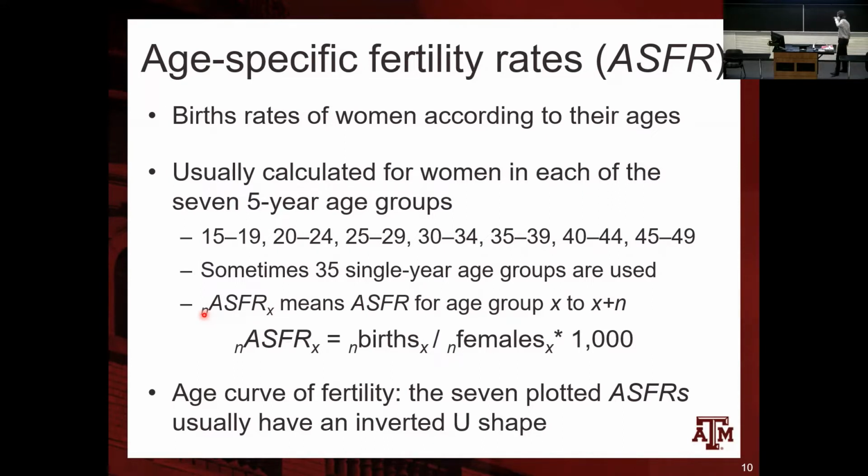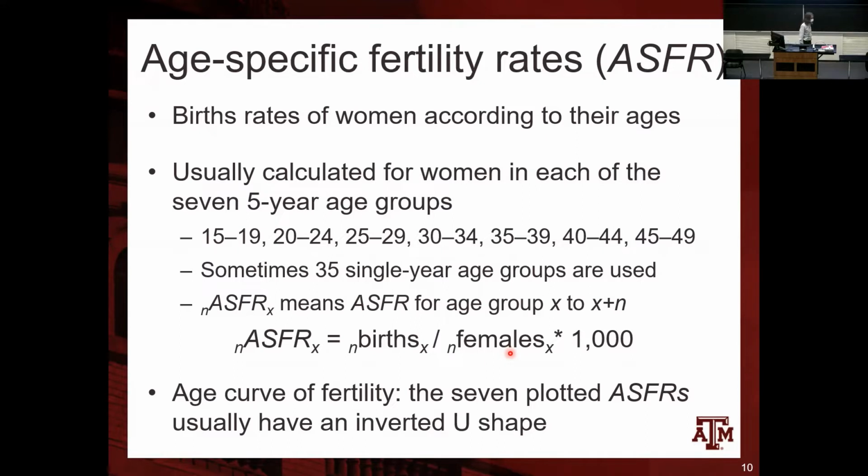Like I said, in order to estimate these rates, we need the number of births that were experienced in a specific population in a specific year for women in each one of these age groups. And also the denominator, the total number of women in the middle of the period for each one of these age groups. We usually multiply it by 1,000 because we also get small numbers, so it's easier to interpret when we multiply by 1,000.